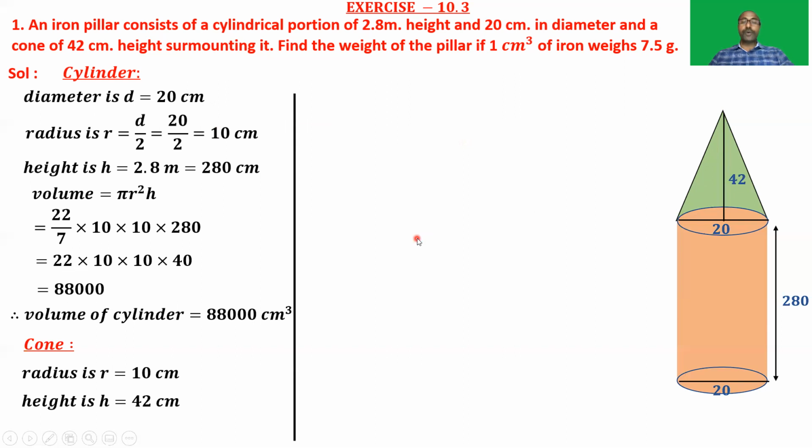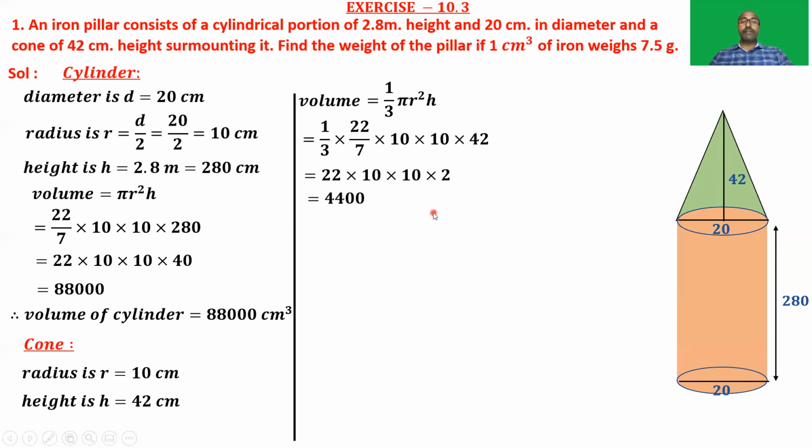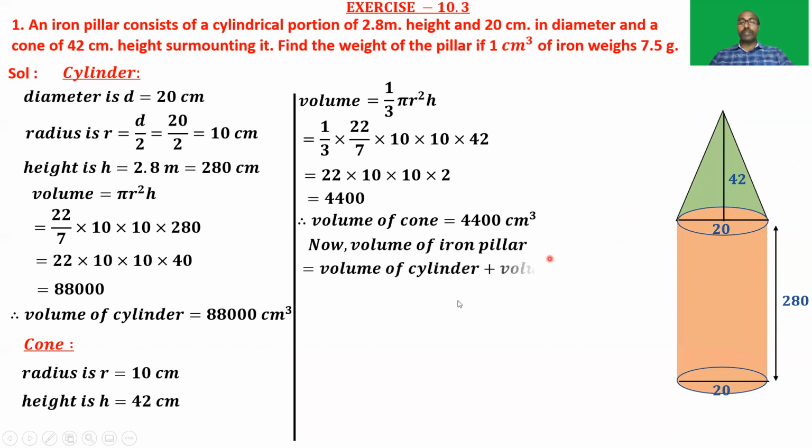Now the volume of the cone is equal to 1 by 3 pi r square h. By substituting pi is equal to 22 by 7, r is 10 and h is equal to 42, we get the volume as 4,400 cubic centimeters. So the volume of the cone is 4,400 cubic centimeters. Now the volume of this iron pillar is the sum of the volumes of the cylinder and cone. So volume of cylinder plus volume of cone: 88,000 cubic centimeters plus 4,400 cubic centimeters.